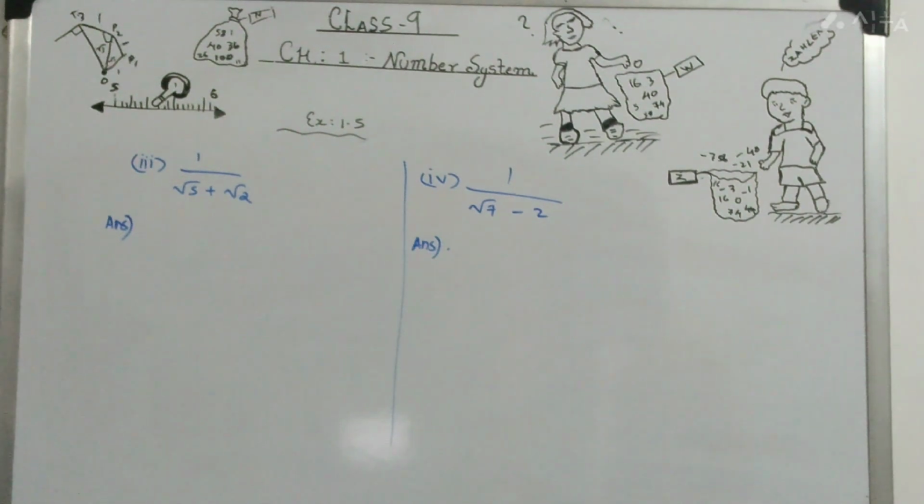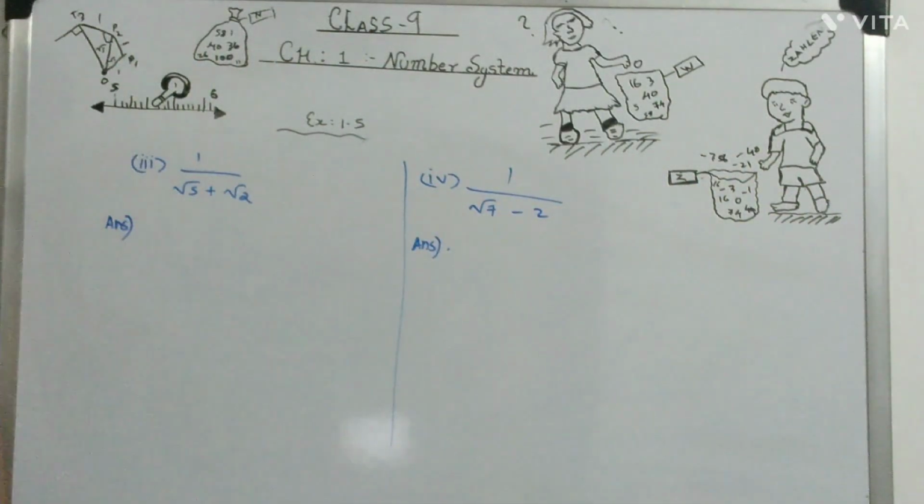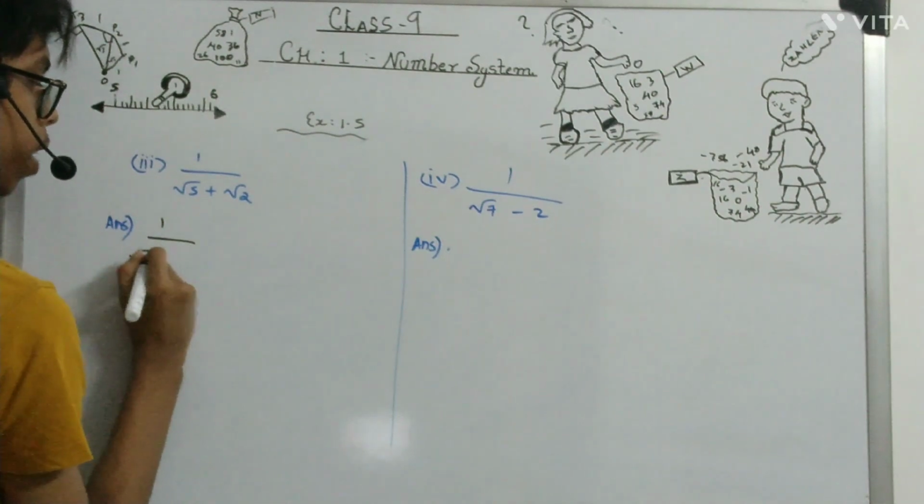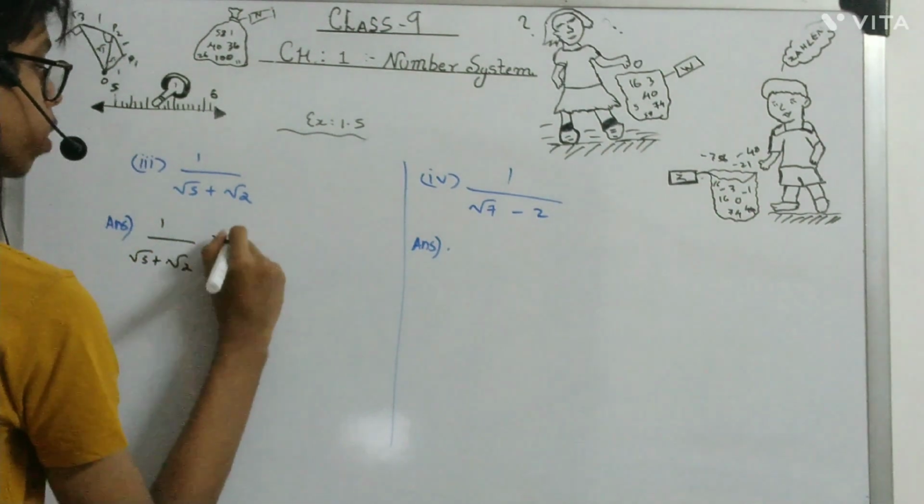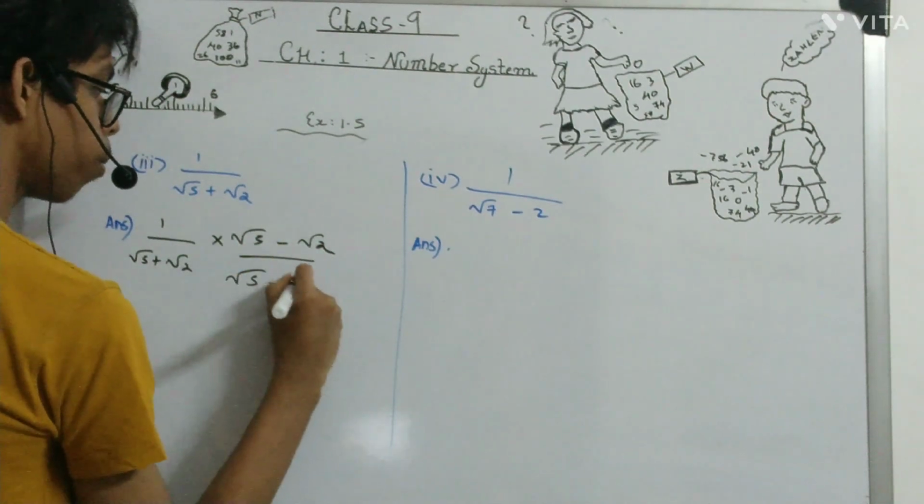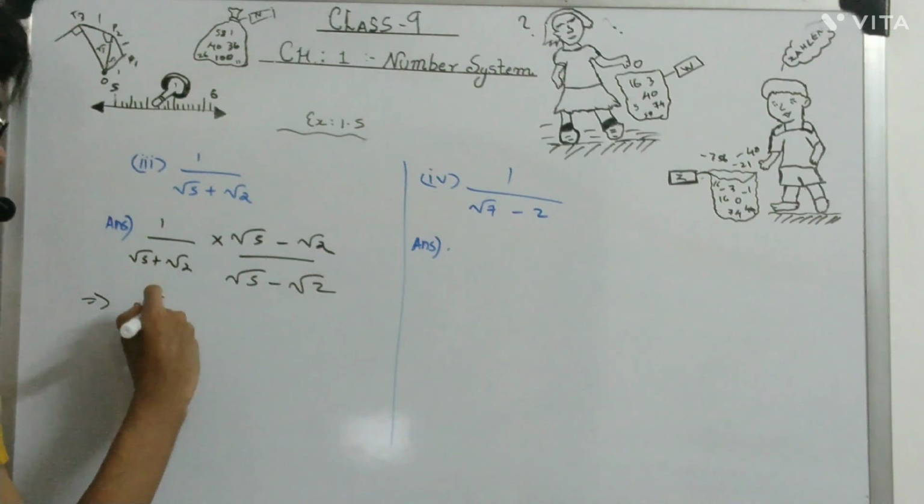Okay, next one is 1 by root 5 plus root 2. So here also there is a plus sign in between. So whenever a plus sign is there, multiply and divide by the conjugate. So 1 by root 5 plus root 2 into root 5 minus root 2 divided by root 5 minus root 2. So 1 into anything is that same thing.